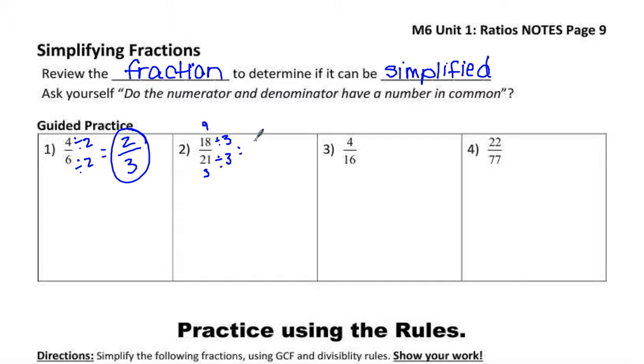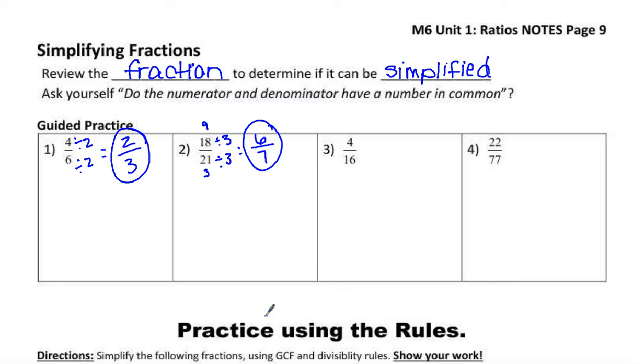18 divided by 3 would give you 6. 21 divided by 3 is 7. Then ask yourself the questions again. Are they even? No. Do they end in 5 or 0? No. Do they end in 0? No. Are they doubles? No. Can they divide by 3? 6 can, but 7 cannot, so it is done. More than likely, if you can answer no to all of those, it's pretty much simplified.